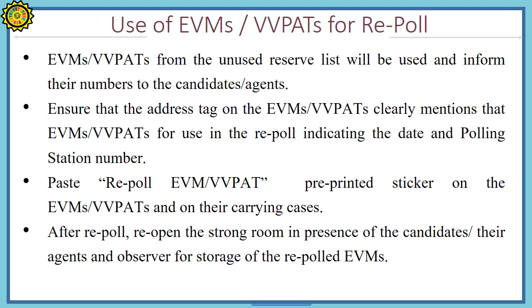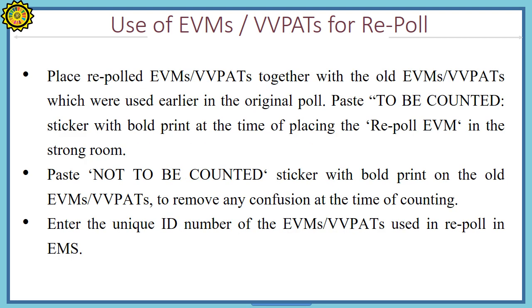After Repoll, reopen the strong room in the presence of the candidate or their agent and observer for storage of the repolled EVM. Place the repolled EVM VVPAT together with the old EVM VVPAT which were used earlier in the original poll.